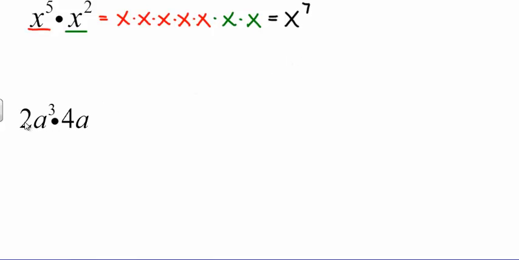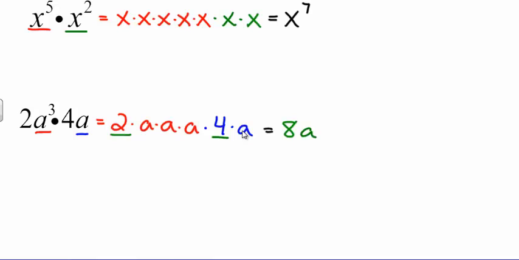If we look down here at our second example, you can see that we have 2a raised to the 3rd times 4a. So first we're going to write that 2, then we know that we need to write 3 a's because it has an exponent of 3, and then we need to write our 4a, but a has an exponent of 1, so we just write the a. To combine these, we have to multiply the 2 and the 4, which gives us 8, and then we count up our a's. There's 1, 2, 3, 4 of them, so we write a to the 4th power.